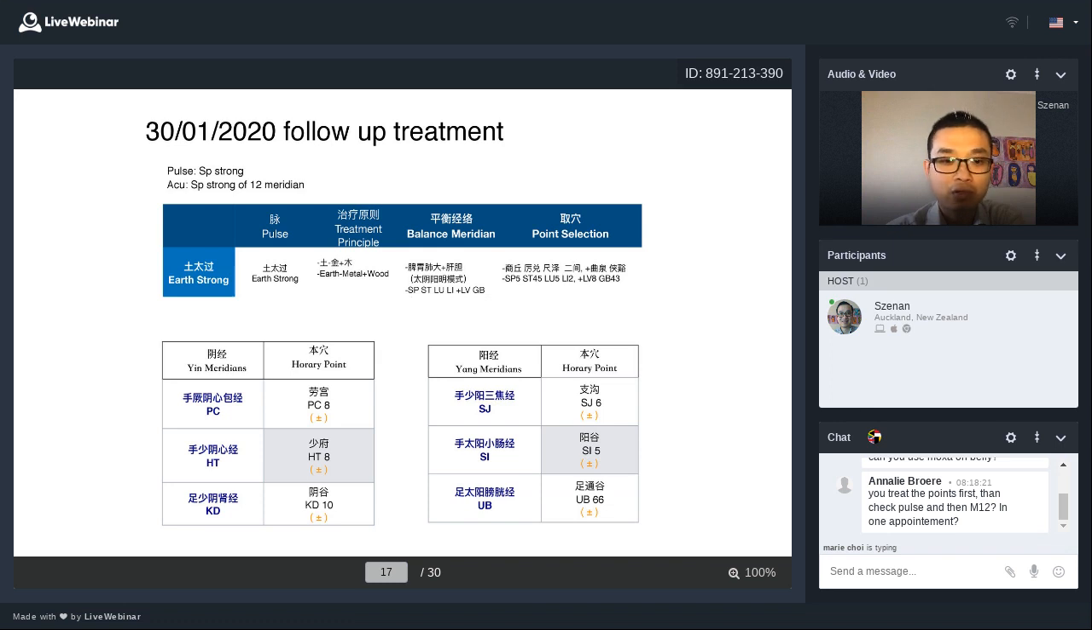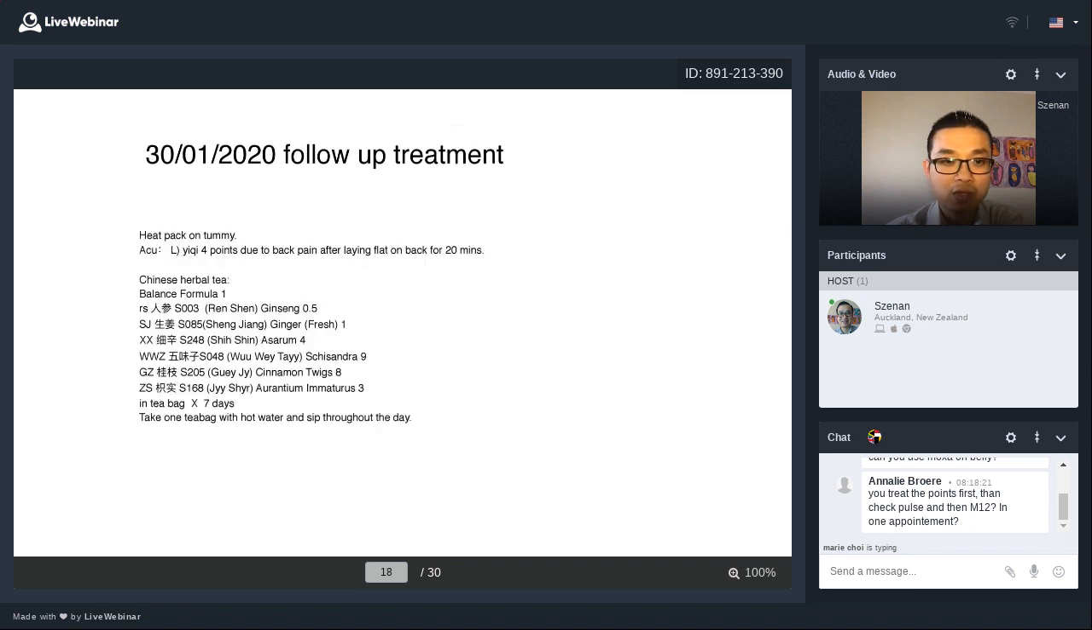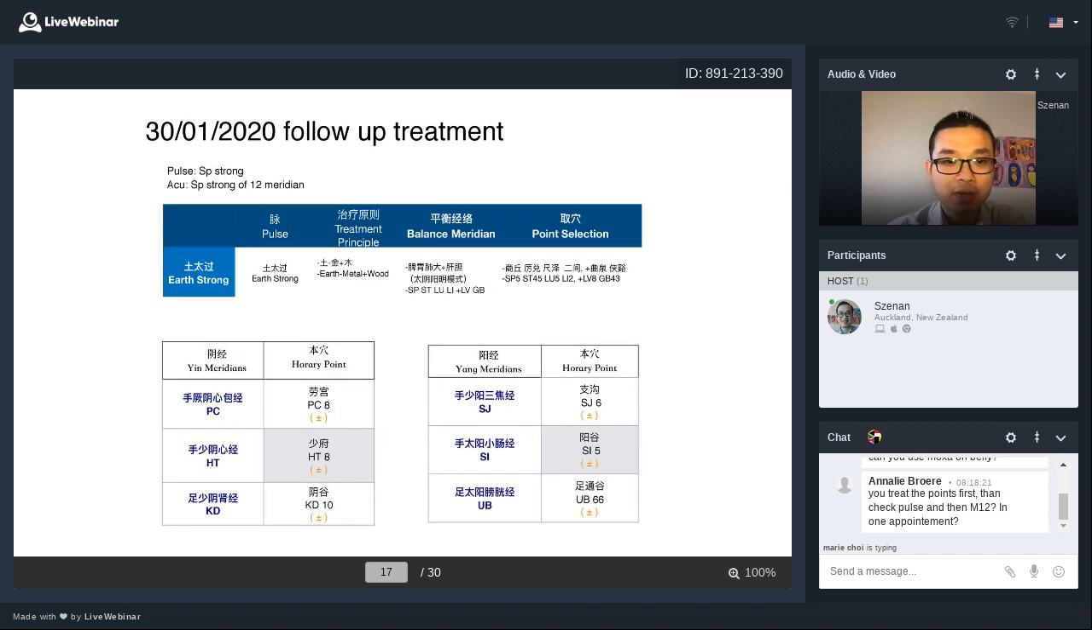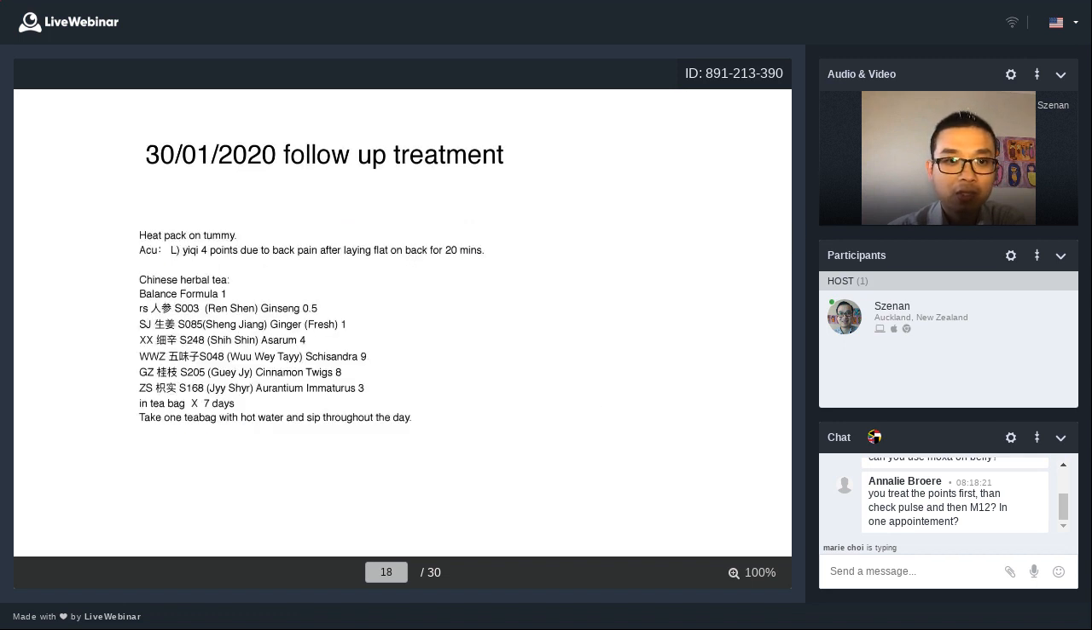I'm not going through that one for you because we have limited time today. Over here, this is the main part. The rest of it is just Harari point. Then, as we have that, heat packs always there. Ichi 4 points for low back pain is always there. And so treating the organs again over here.